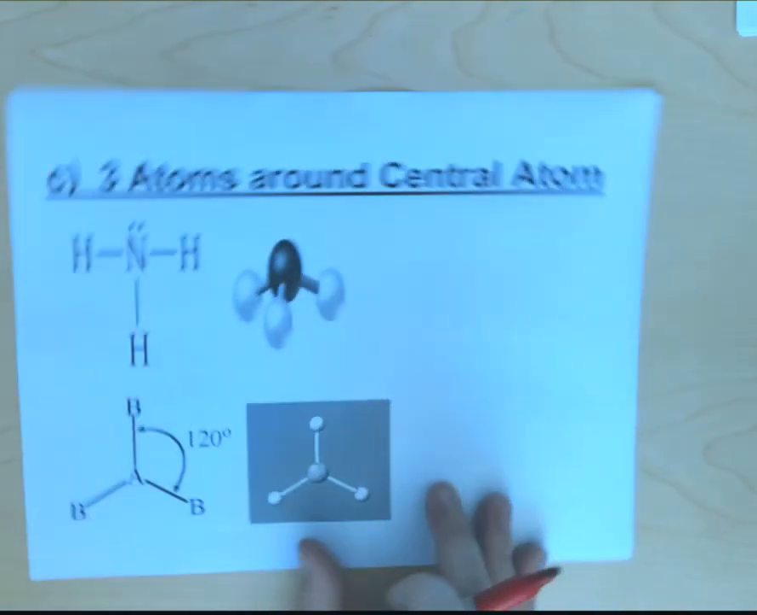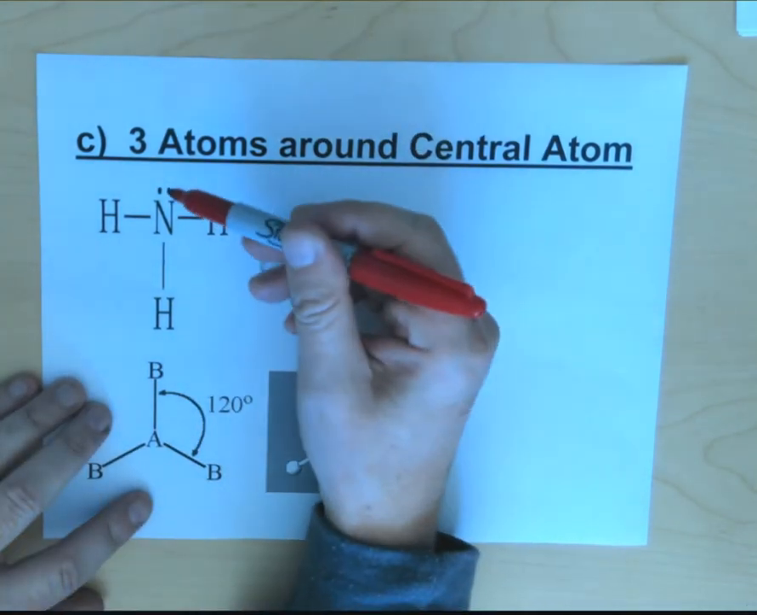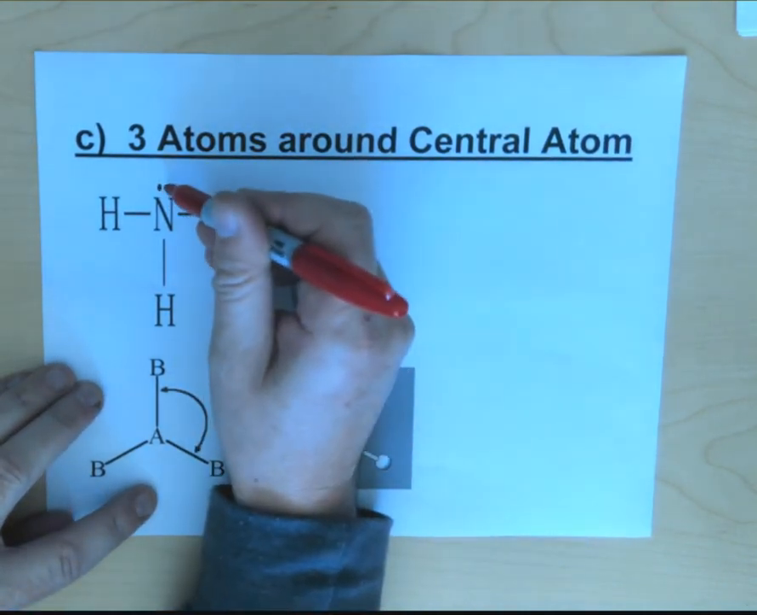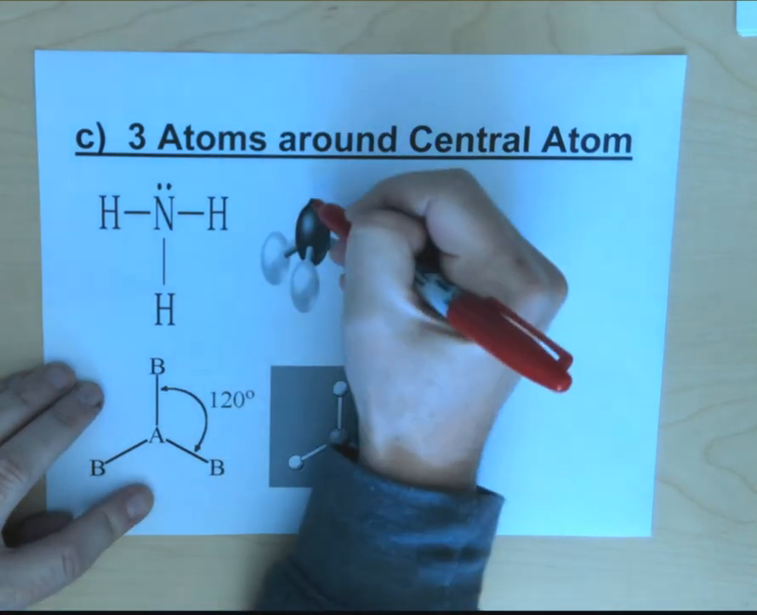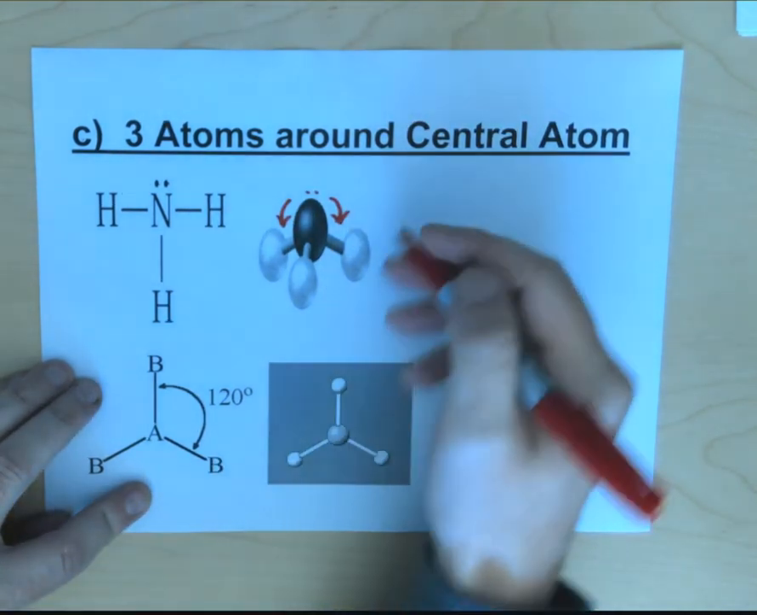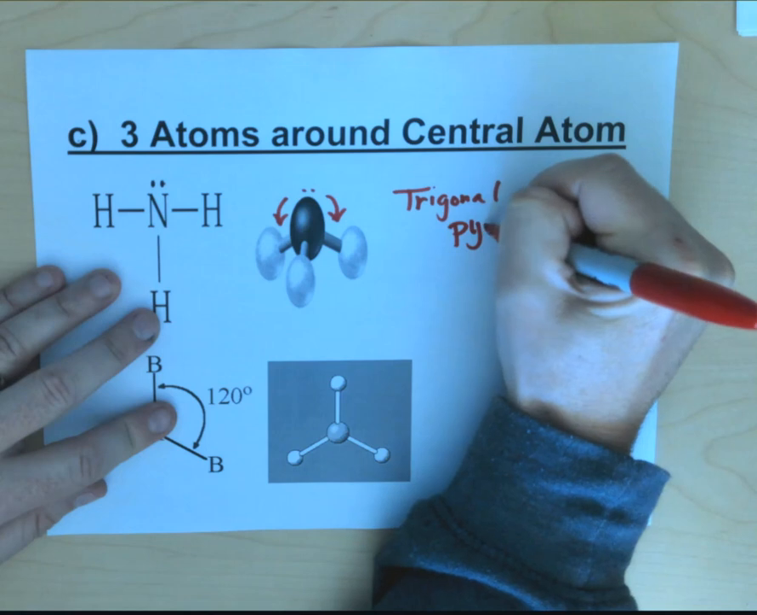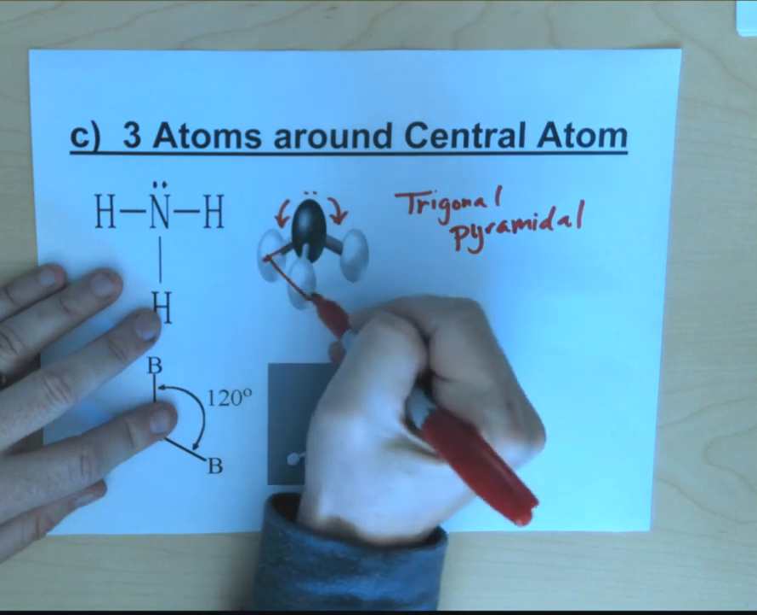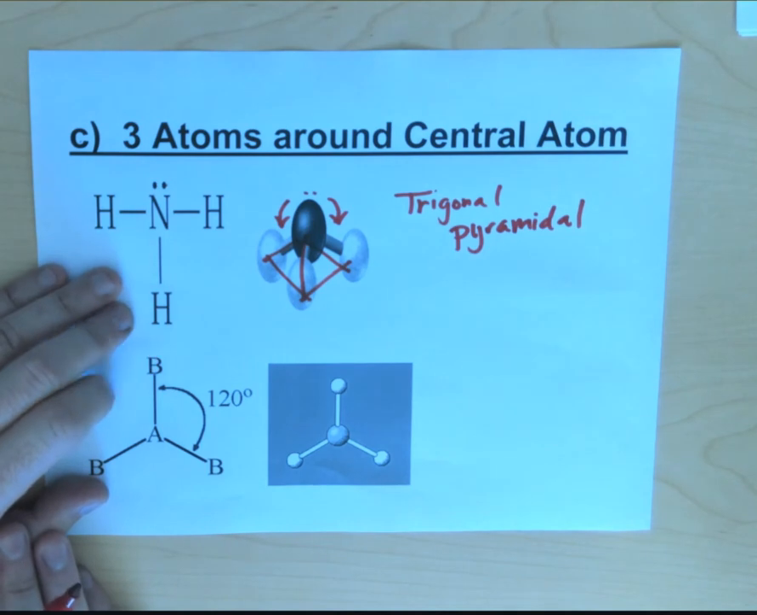All right, almost done here. Scenario C is when we have 3 atoms around a central atom. Now again, lone pairs make the difference. So if you have 3 atoms around a central atom with a lone pair or lone pairs on the central atom, then again, this lone pair that we put up here has a force that pushes those bonds down. The shape we get here is called trigonal pyramidal. It's called trigonal pyramidal because if you trace all the bonds, it kind of looks like a pyramid. Trigonal refers to the 3 bonds coming from it.